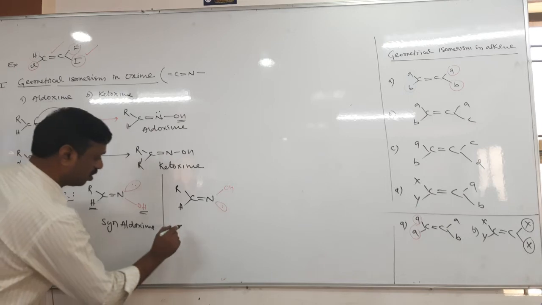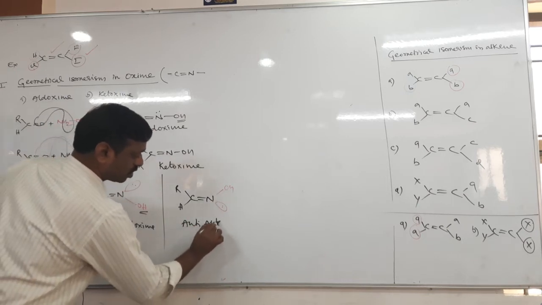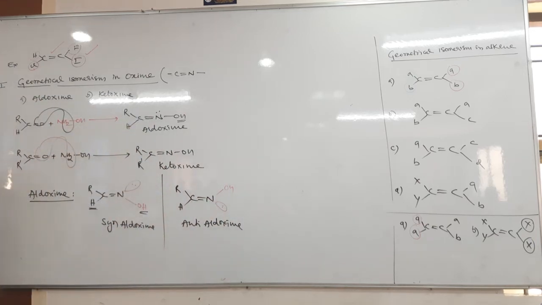Now what is this called? Anti-aldoxime. So syn aldoxime, anti-aldoxime. But what is the condition? It is based on the H and OH group. Okay, so therefore here, write down aldoxime.